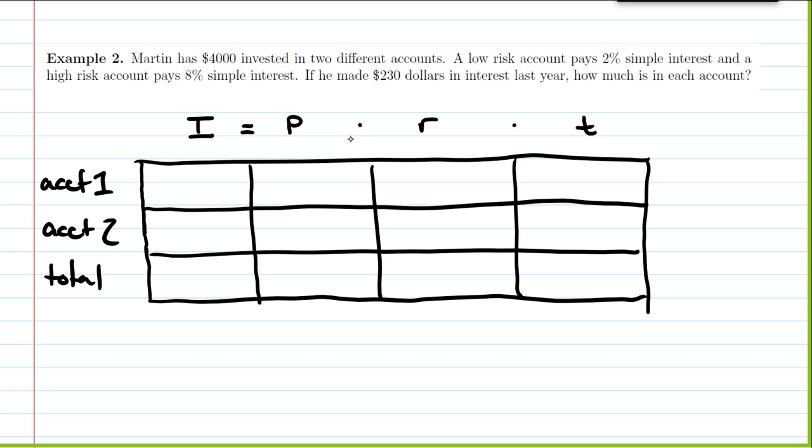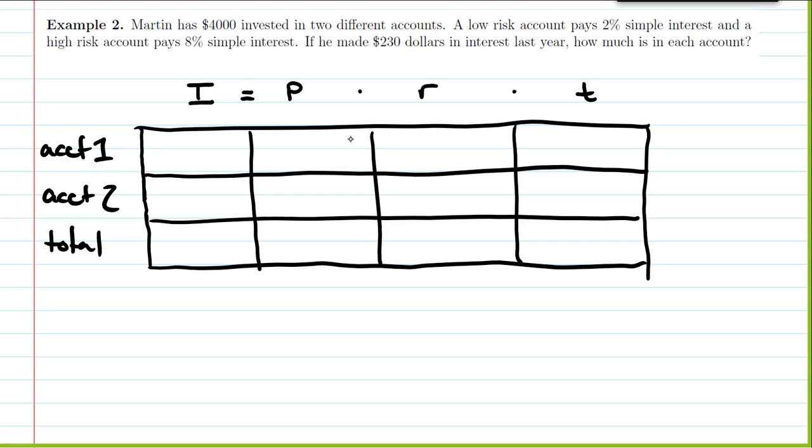So we have our table. So now we need to figure out what it is we're looking for. So we have our goal at the end. It says, well, how much money is in each account? So I'm going to let X be the amount in account 1.